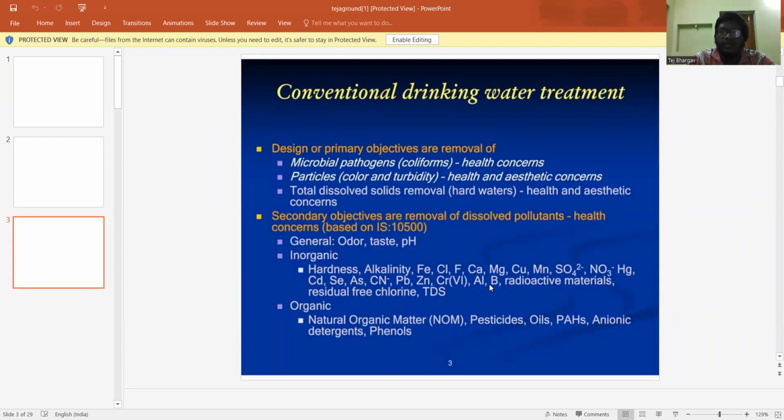Conventional drinking water treatment. Design or primary objectives are removal of microbial pathogens or coliforms. These were health concerns. Particles like color and turbidity: health and aesthetic concerns. Total dissolved solids removed, hard waters: health and aesthetic concerns. Secondary objectives are removal of dissolved pollutants: health concerns.